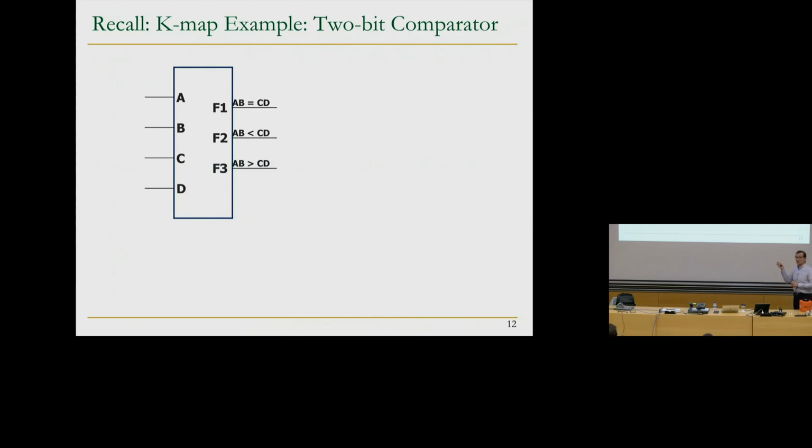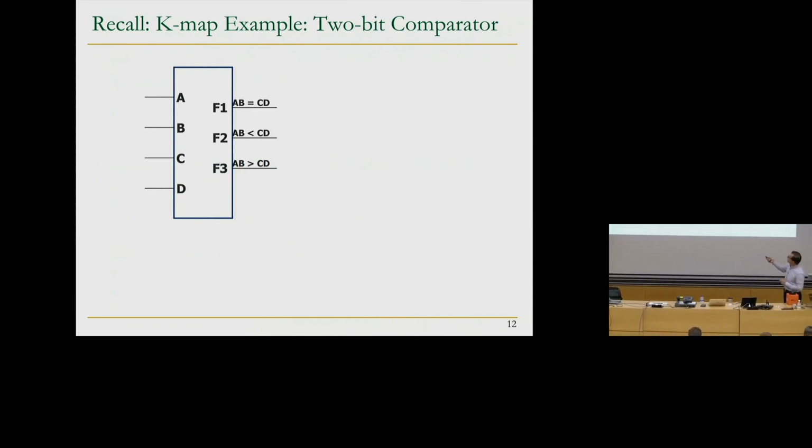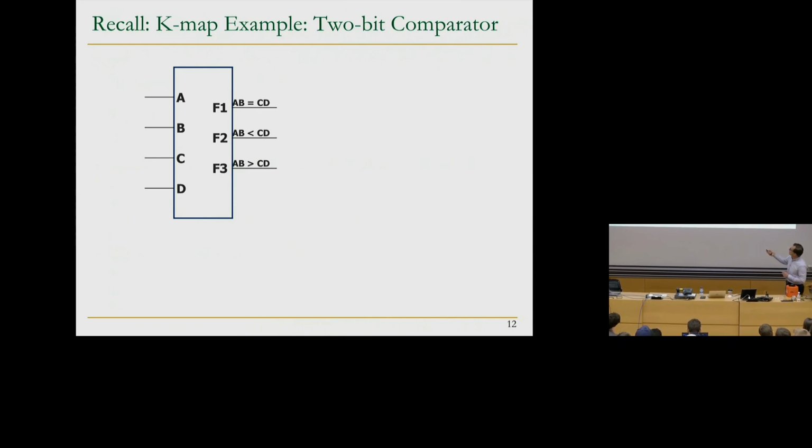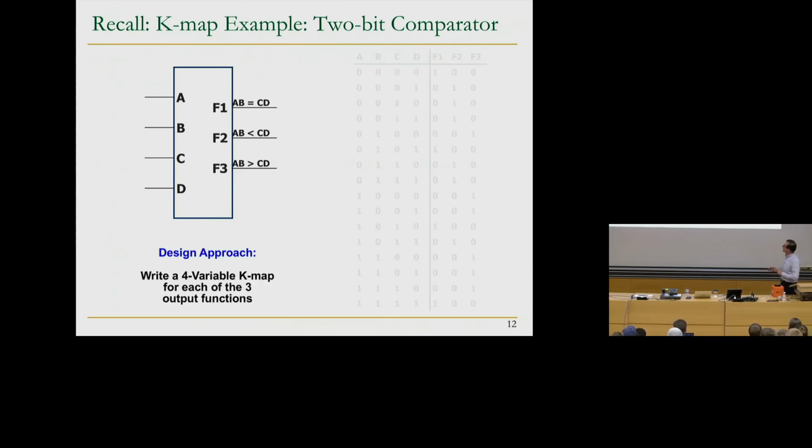This is the circuit we were designing last time. If you remember, this is a comparator circuit. It outputs F1 as 1 if AB is equal to CD. If AB is less than CD, F2 is 1. Otherwise, F3 is set to 1. So it has 3 outputs and 4 single-bit inputs. And this was our design approach, basically.